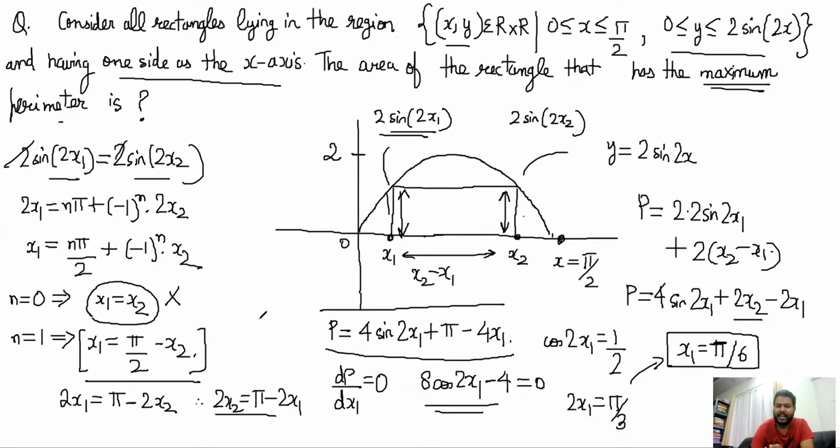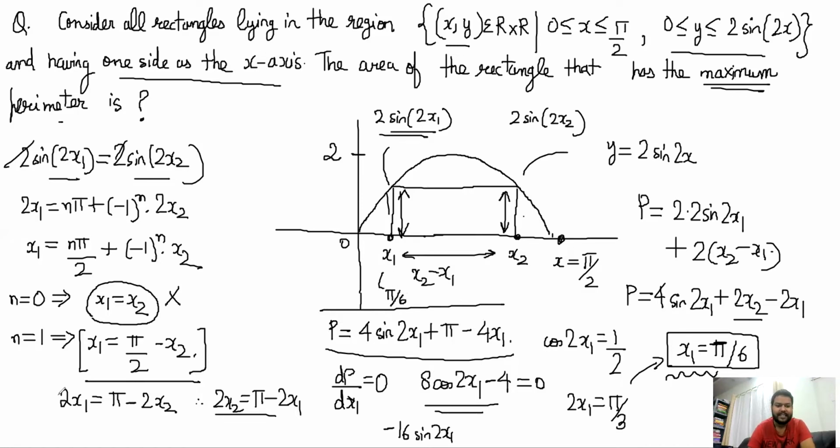Obviously, we can also check the double derivative, and the double derivative must be negative. If you take the double derivative here, it becomes minus 16 sine 2x1. And since x1 is positive, this is negative. Since the double derivative is negative and the first derivative is 0, this is the maxima. So x1 has to be pi by 6.